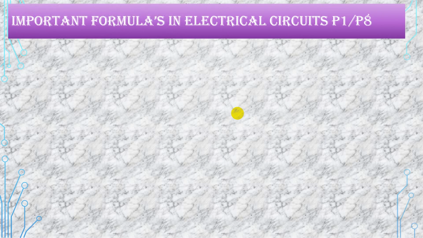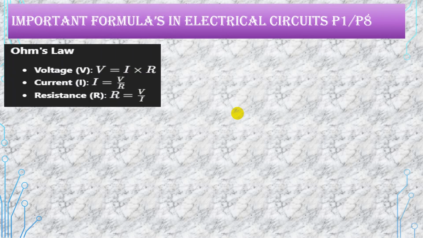We have 8 slides here. First, Ohm's law, which we already know: V is equal to I times R, where I is the current, V is the voltage, and R is the resistance. If you rearrange this, current is given by V by R. You have studied this many times, even before graduation.